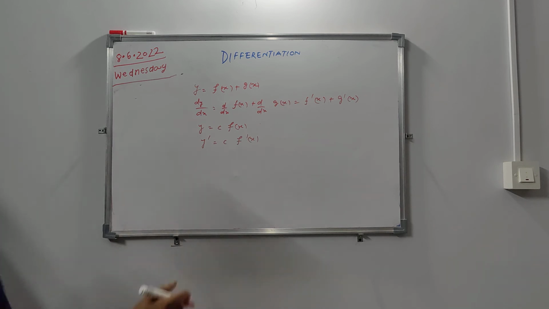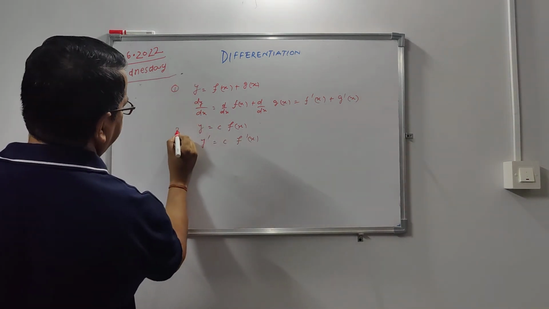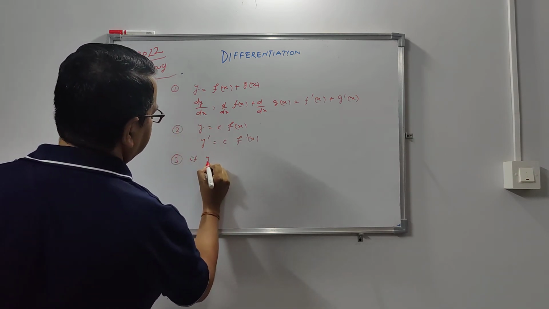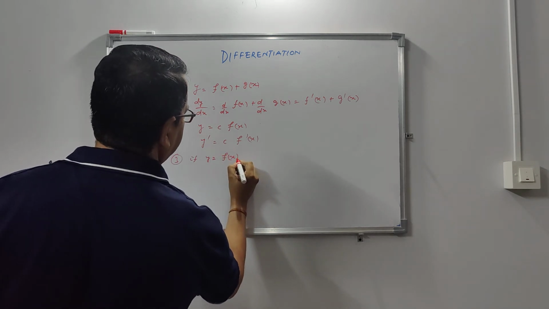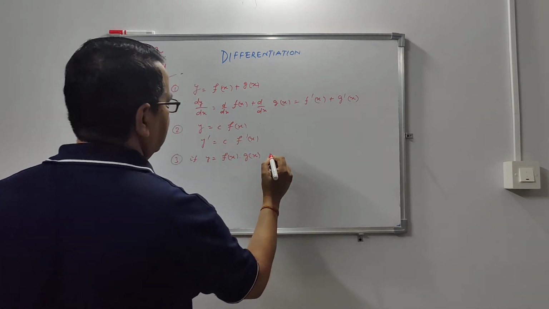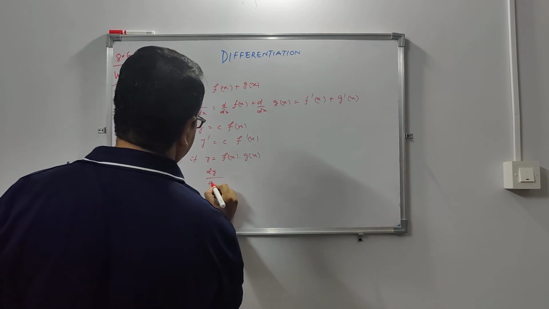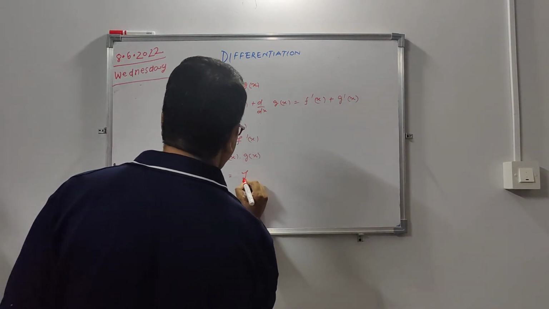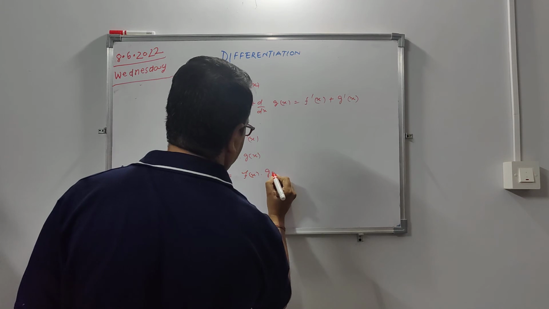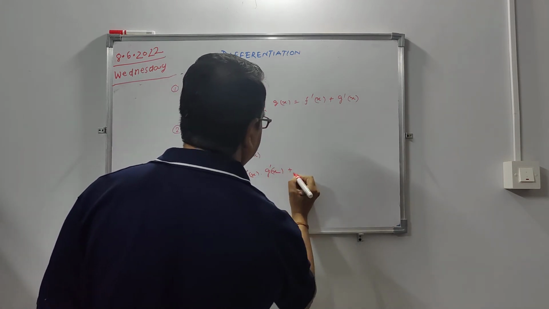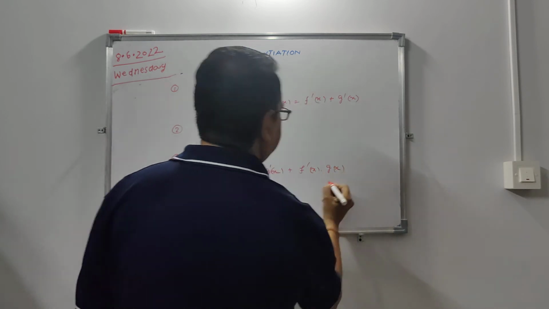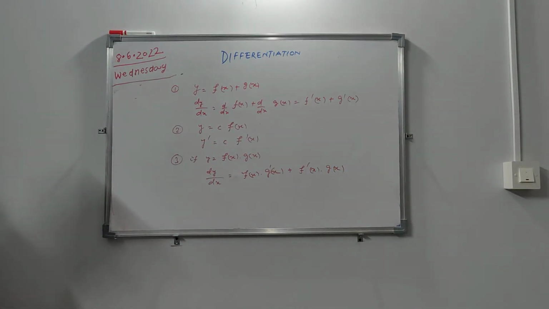If y is equal to f(x) into g(x), then what is dy by dx? That is called the product rule. So the product rule will be: f(x) into g dash x, plus f dash x into g(x). So this is the product rule.